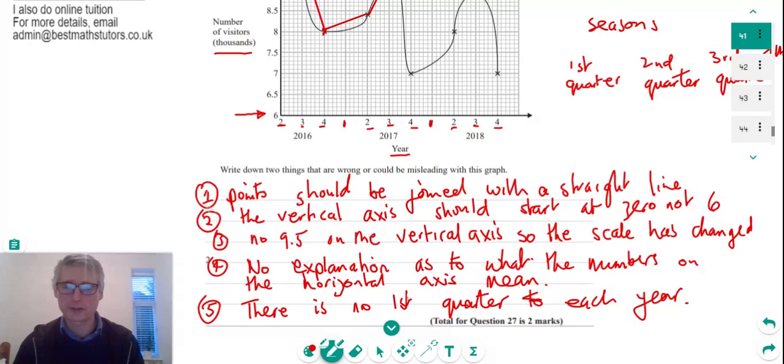Any 2 of these points would give us the marks. There's two marks for this question. Any two of these points would give us 2 marks, so 1 mark for each point that we make.